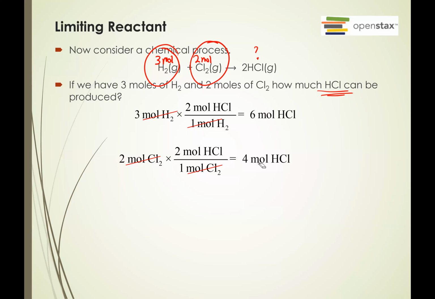Okay, how can we tell? Well, when we used all of our hydrogen, we could make 6 moles of HCl. When we used all of our chlorine, we could only make 4 moles of HCl. Which one are we going to run out of first? Chlorine. So do you see how chlorine could only make 4 moles of HCl? So that means after we made 4 moles of HCl, we had no chlorine left. So that means we could have never made 6 moles of HCl because we had no chlorine left, right?